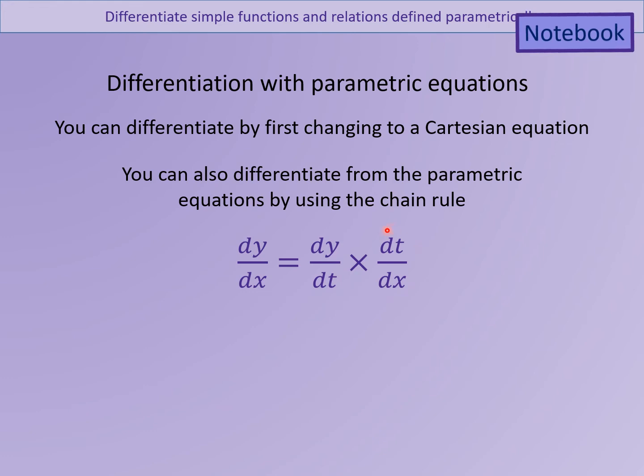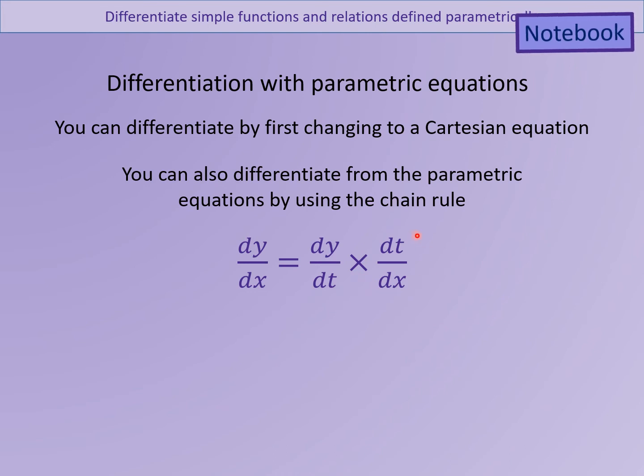This one's a bit of a pain because this is saying differentiate the t equation in terms of x. So I need something like t equals 3x plus x squared. I don't usually get that. I usually have it the other way around, x equals some amount of t. But I can get around this.